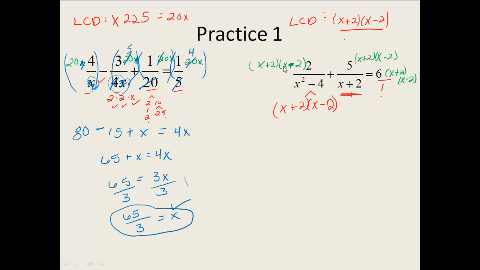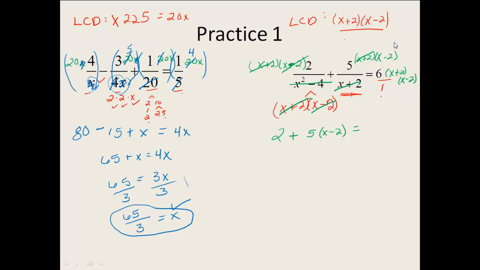When I come back to my first term, the x plus 2 and x minus 2: the x plus 2's will cancel out, the x minus 2's will cancel out, so out of my first term I am only left with a 2. Out of my second term, the x plus 2 and the x plus 2 will cancel out, so I'm left with 5 times x minus 2. Very important to have those parentheses there.